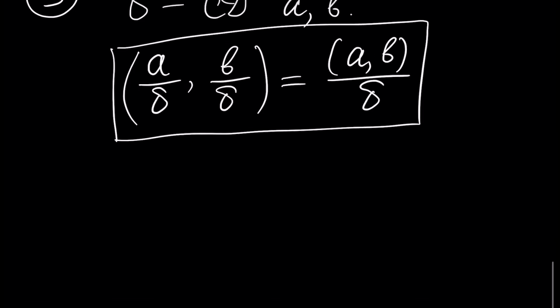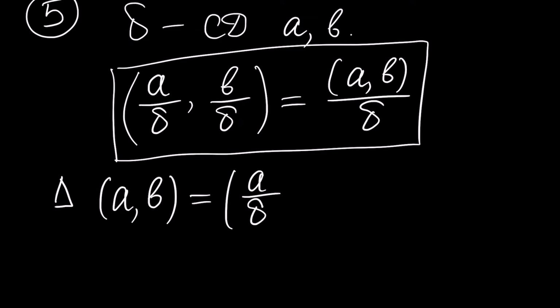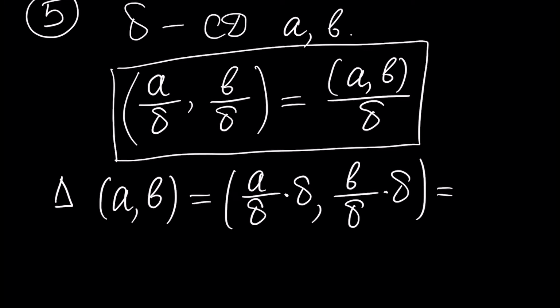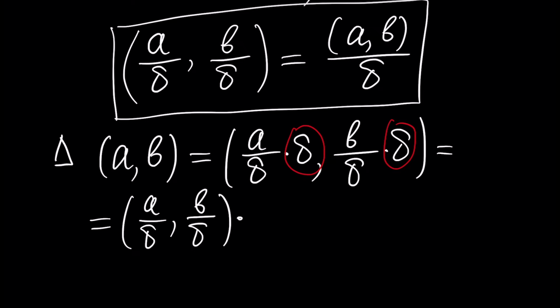How to prove this result? This is actually quite obvious because the greatest common divisor of A and B can be written with A as A divided by delta times delta, and B as B over delta times delta. And using the previous result, we can take this delta out, and we will have A divided by delta, and here B divided by delta, times delta.